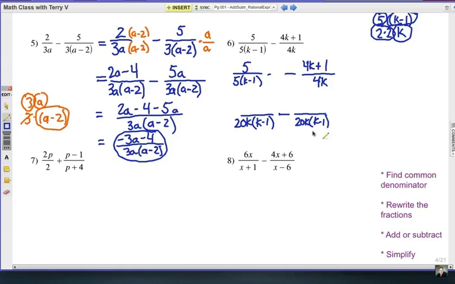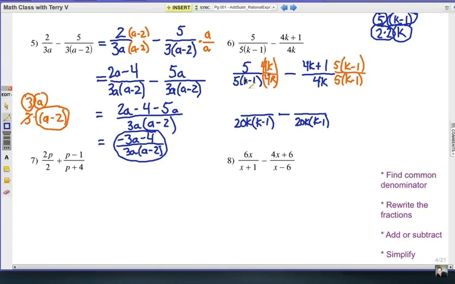And now we have to find the missing parts. So in the first fraction, I have the 5 and I have the k minus 1. Now I notice that I need a 4k. I'm going to multiply both of those by 4k. Those are the missing parts. Here I have the 4k, but I need the 5 and I need the binomial. So 5 times the k minus 1. Those are the two factors that are missing in that second fraction. All right, so to give me the common denominator of 20k times k minus 1, that's what I need to do for each of those fractions.